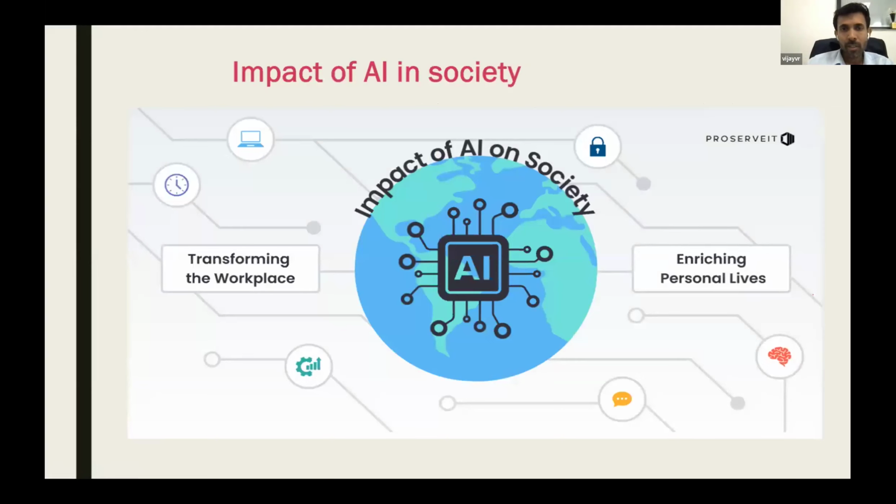So what is the impact of artificial intelligence on society? It will help us transform our workplace, and it will help us in our personal life. This artificial intelligence will make our jobs easier and smarter. We always believe in hard work, right? But artificial intelligence helps make our life smarter. We are now living in the era of smartness, not just hard work. Hard work is important, and with that, smart work is important. Here the role of AI comes, which makes our life and job smarter than before.